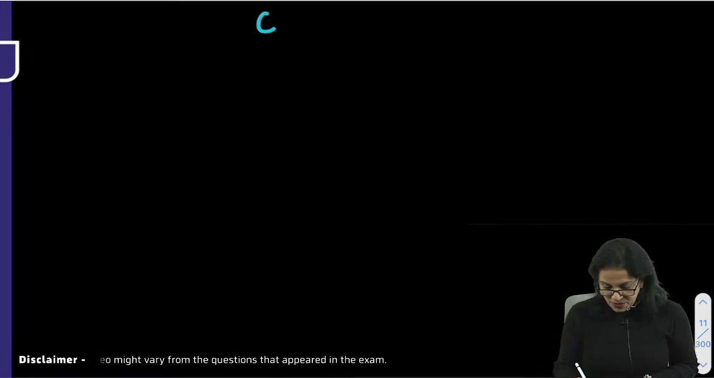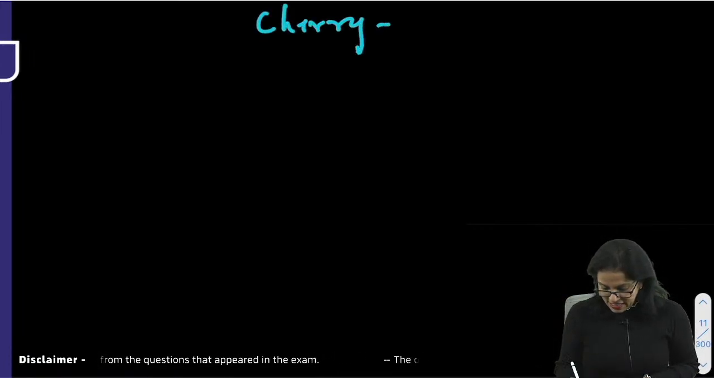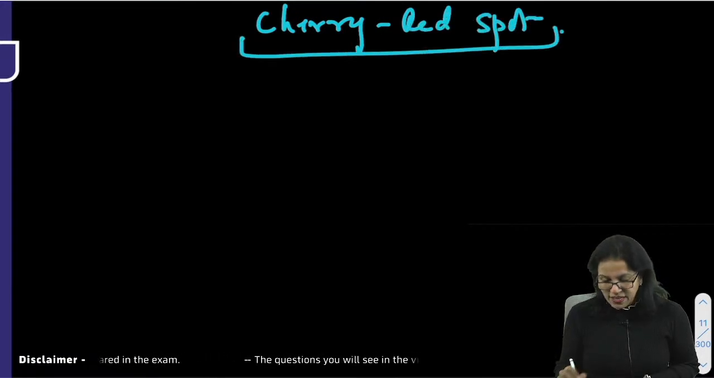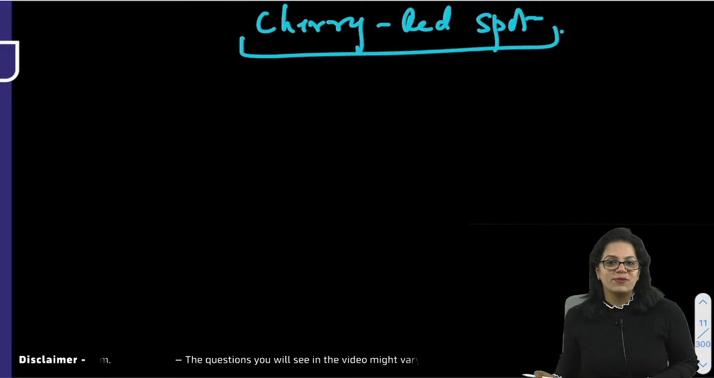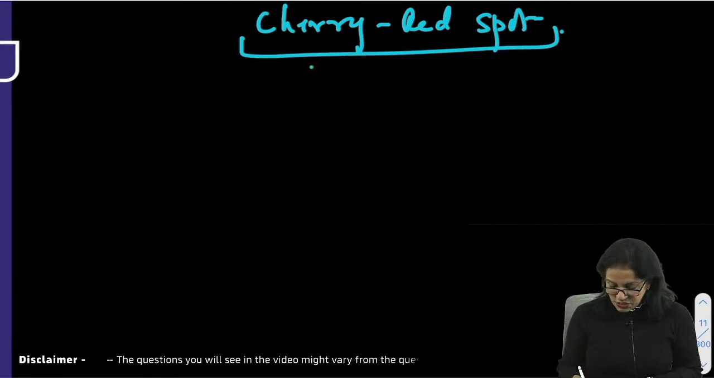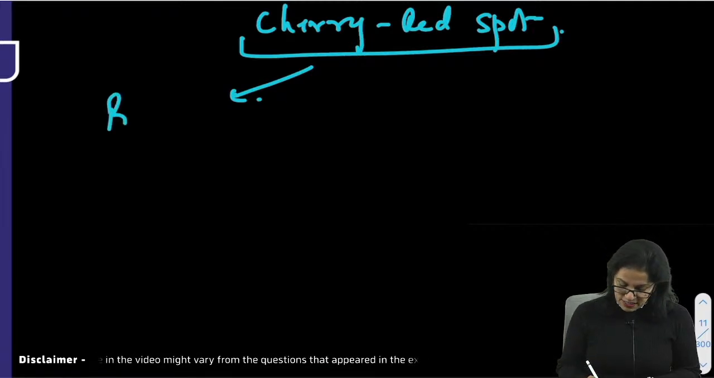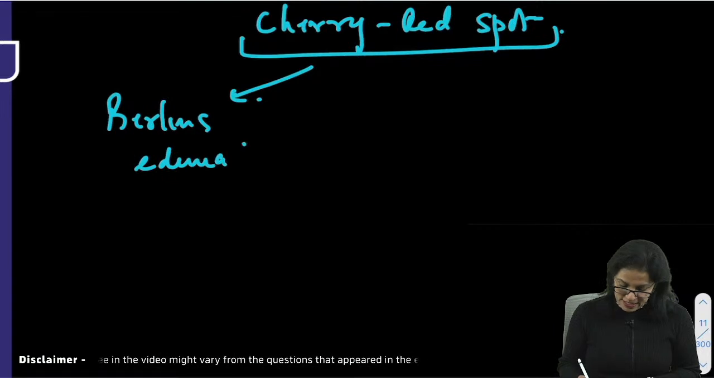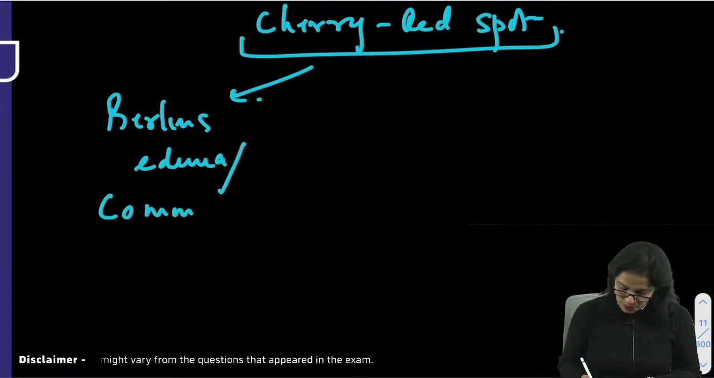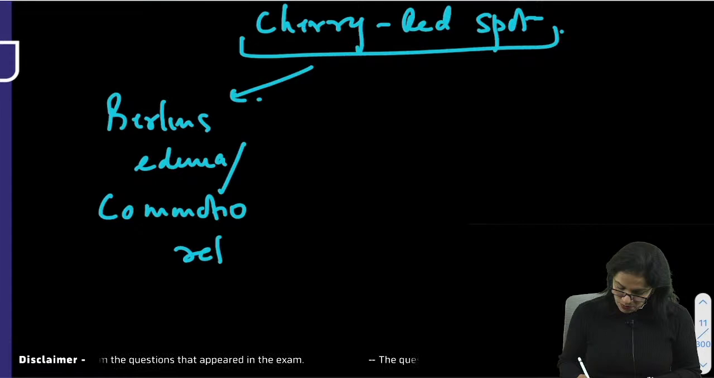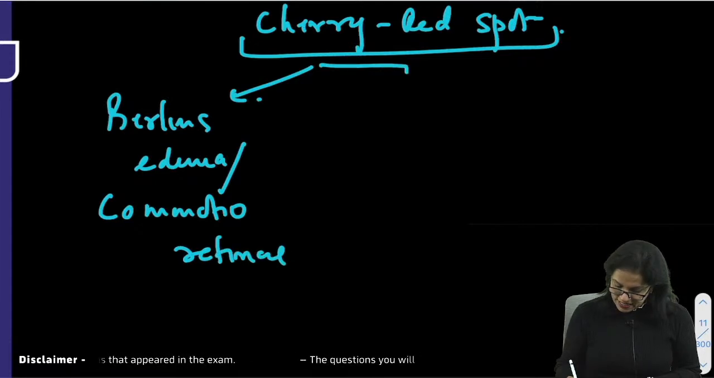Learn with me, all of you. Cherry red spot, I'll tell you something interesting. Why do we get a cherry red spot? The concept should be clear. We learn the causes like this. First, blunt trauma, so one cause is Berlin's edema. What is the other name of Berlin's edema? We also call it commotio retinae. Second, as you all said, is CRAO, central retinal artery occlusion.